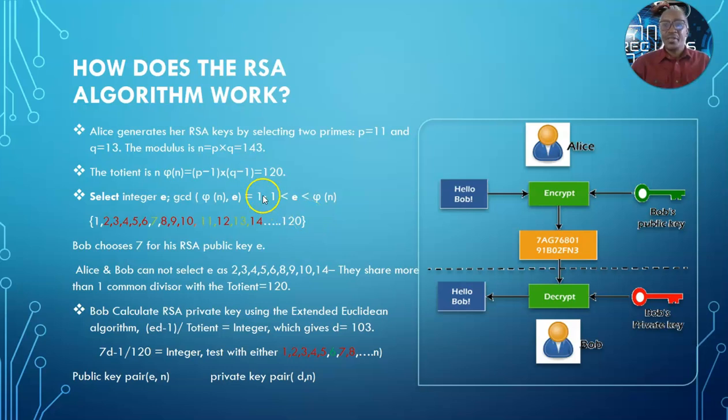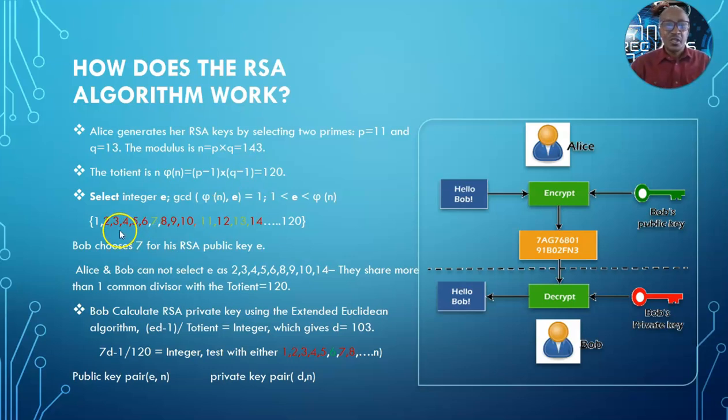So the larger the prime numbers, the wider the range of keys you can select from. But you can see here we are saying that the GCD should already be one. For instance, we can't select 2 to encrypt because 2 shares common divisors with 120, which is the totient. If you look at 120, the divisors of 2 are 1 and 2. The divisors of 120 include 1, 2, 3, 4, 5, and 10. So you cannot use those because they share more than 1 divisor.